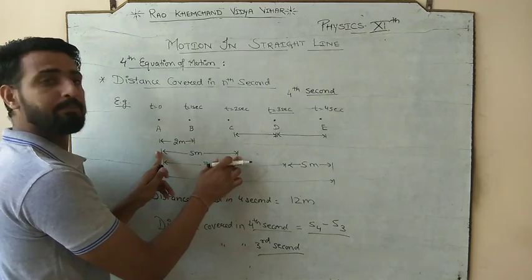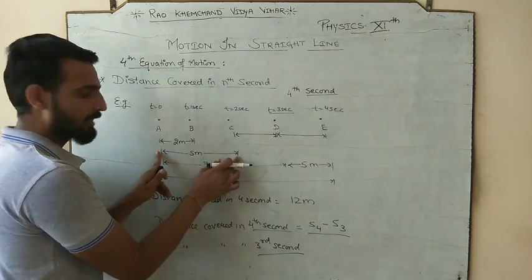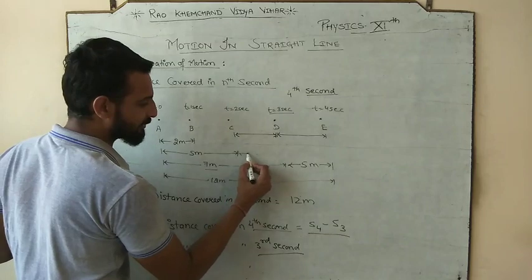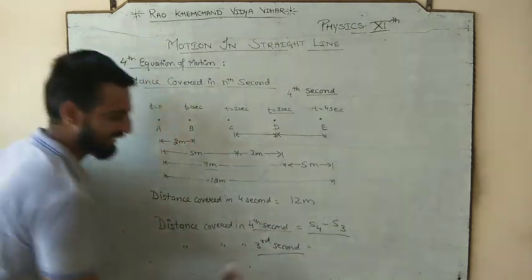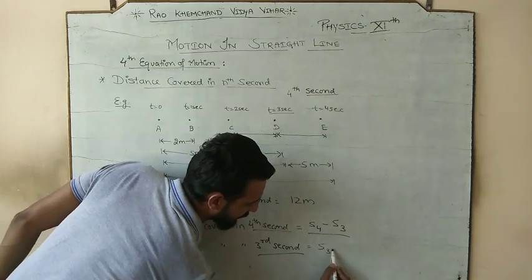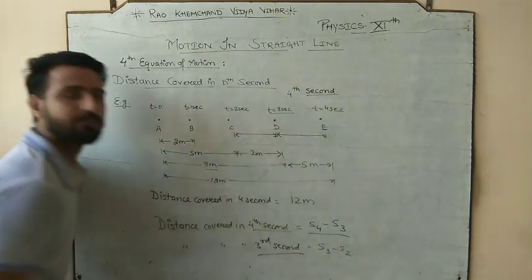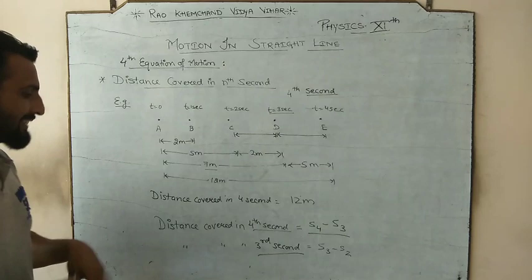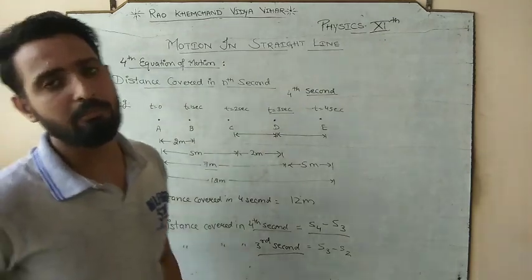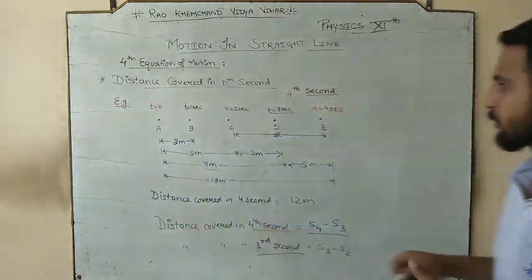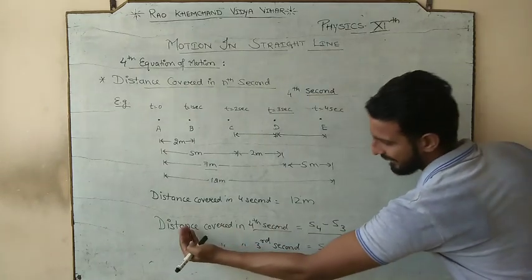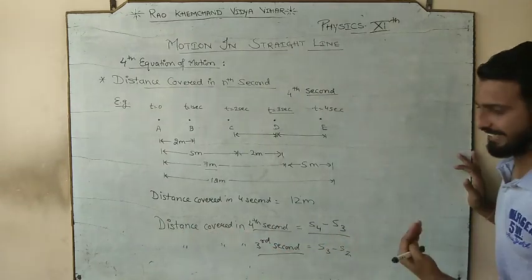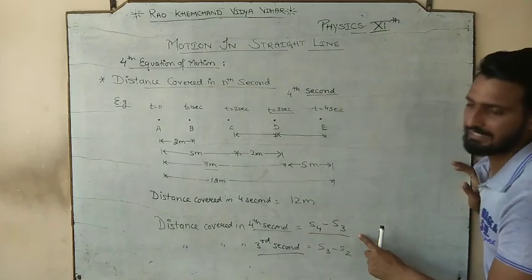Distance covered in 2 seconds is 5. So what is the distance left? It is the 2 meter. So the distance covered in 3rd second is S3 minus S2. So once we got the information by dealing with the example, just by simple dealing with the example, we got the information that distance covered in 4th second is S4 minus S3.